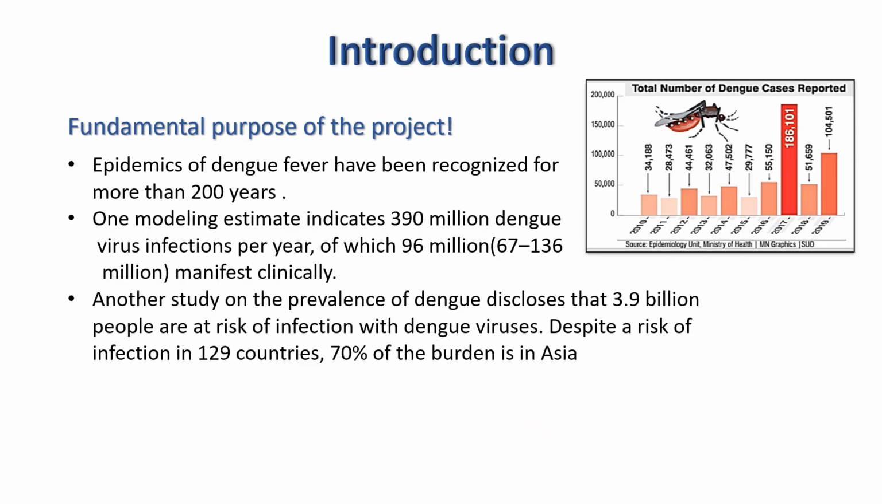Epidemics of dengue fever have been recognized for more than 200 years. One modeling estimate indicates 390 million dengue virus infections per year, of which 96 million to 136 million manifest clinically. Another study on the prevalence of dengue discloses that 3.9 billion people are at risk of infection with dengue viruses. Despite a risk of infection in 129 countries, 70% of the burden is in Asia.